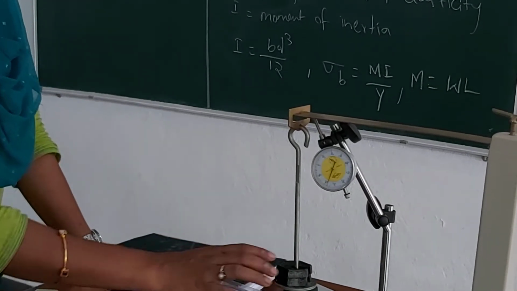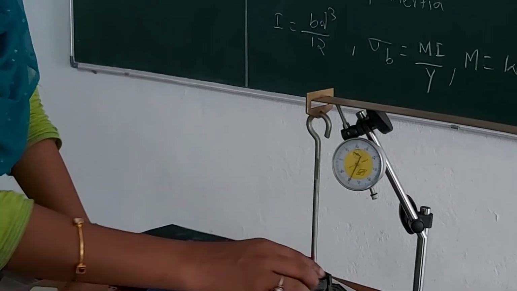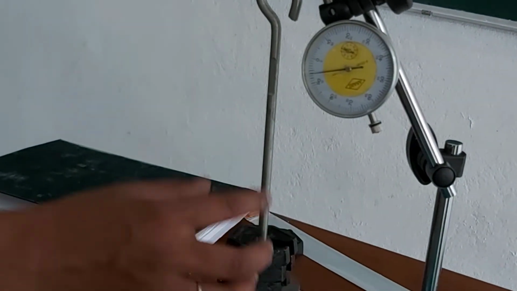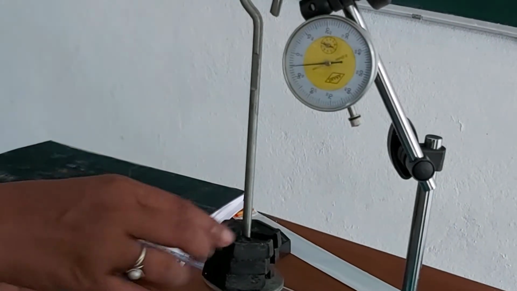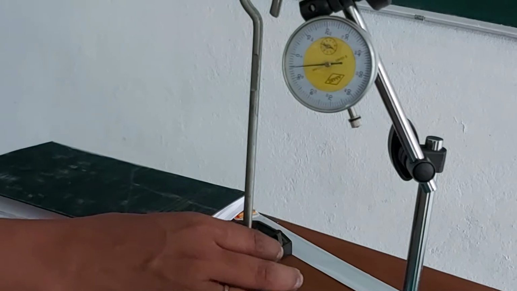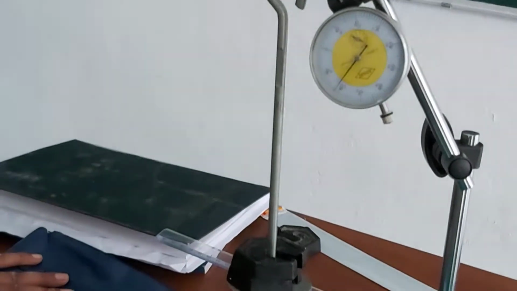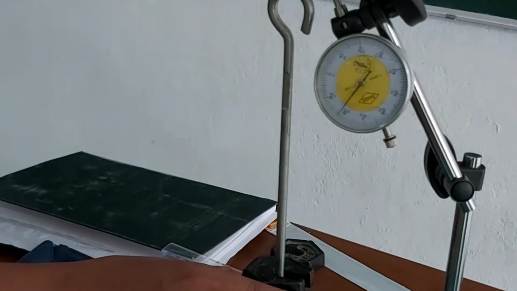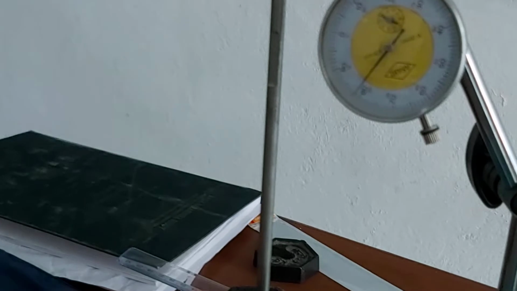And for 300 grams we have to take the deflection, and it is an addition of loads, so we get this deflection and we have to note it down. And also while removing the loads one by one we have to note down the deflections again for the weights we added. So there is a difference in deflection.